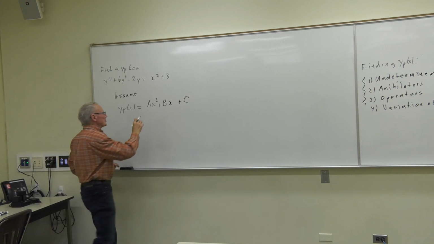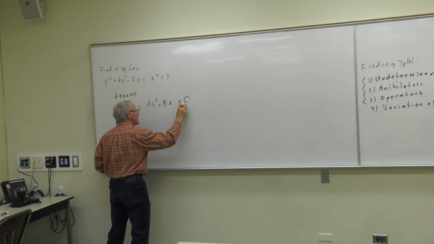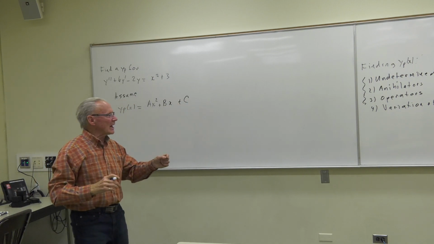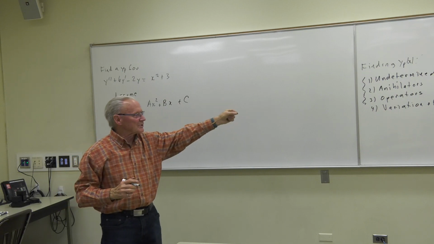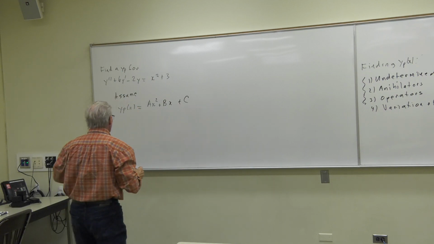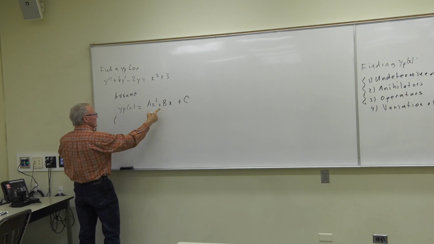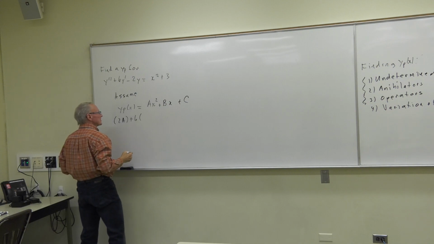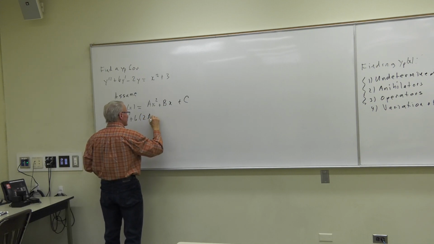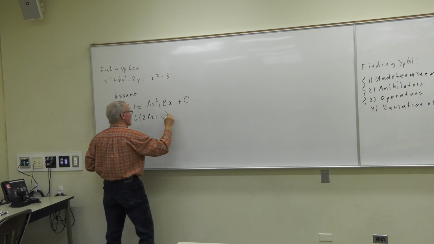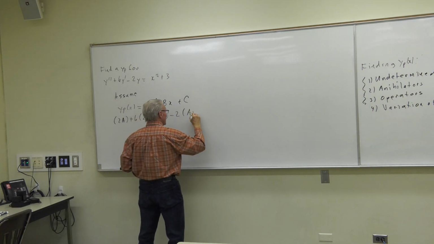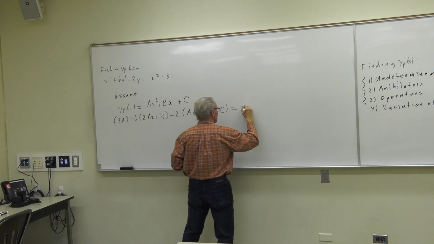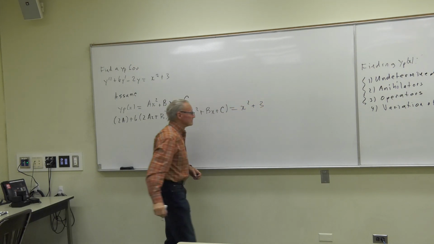And so what we're now going to do is determine these coefficients, a, b, and c. Hence the name undetermined coefficients for the method. So substituting, we need the second derivative, 2a. We need 6 times the first derivative, 2ax plus b. And then we minus 2 times that thing, ax squared plus bx plus c. Must be equal to x squared plus 3.